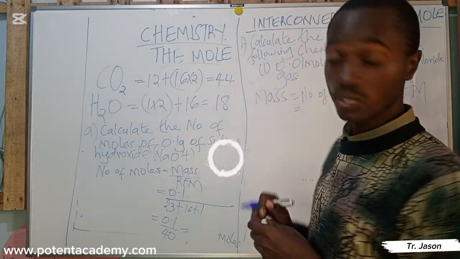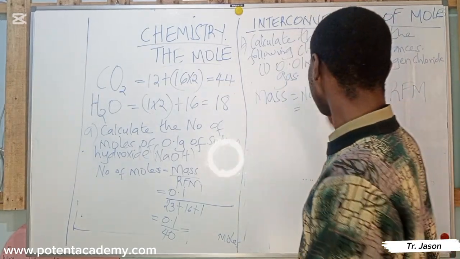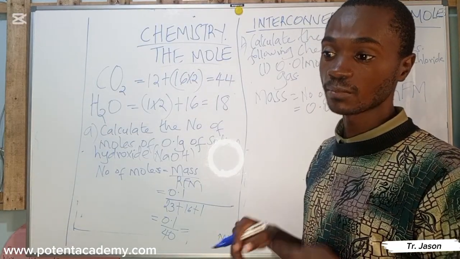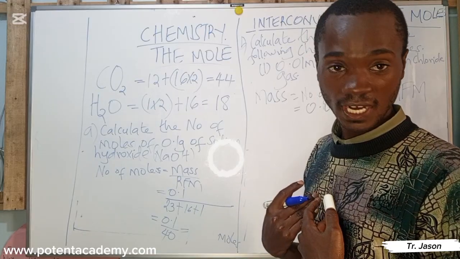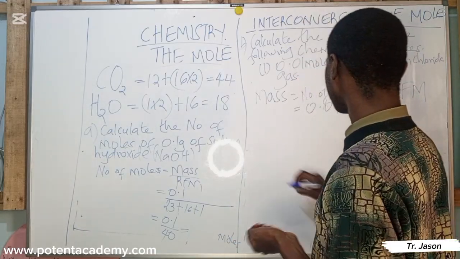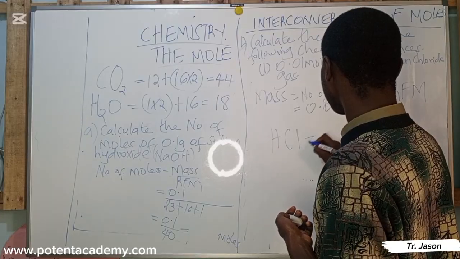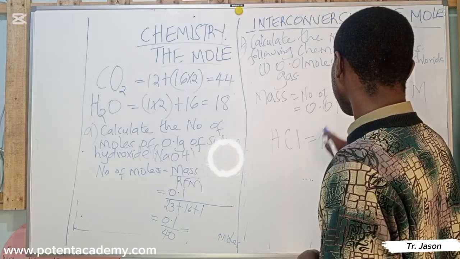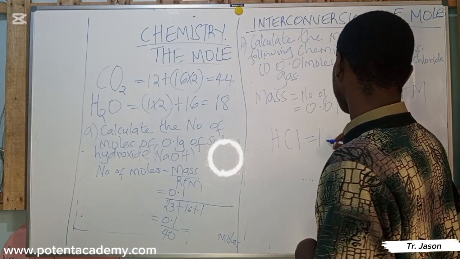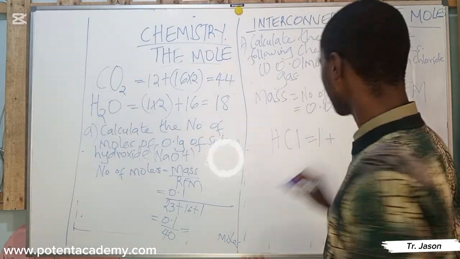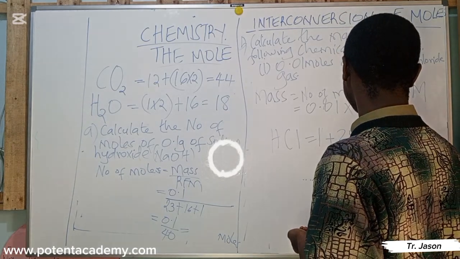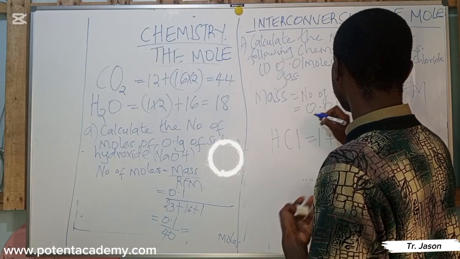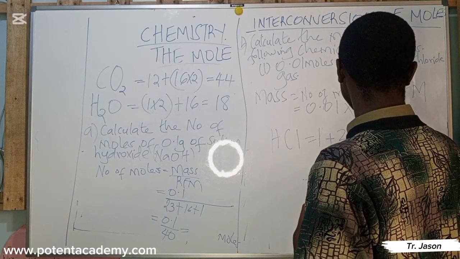The number of moles is provided in the question, and it is 0.01. What about the RFM? The RFM is not provided in the question, but we can calculate, bearing in mind that the formula of hydrogen chloride gas is HCl. Hydrogen has an RFM of 1, then chlorine has an RFM of 35.5. We get a total of 36.5. So 0.01 we multiply by 36.5.